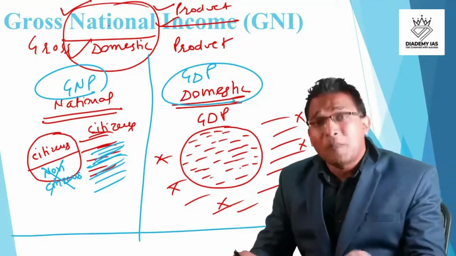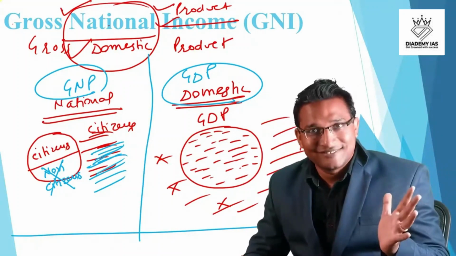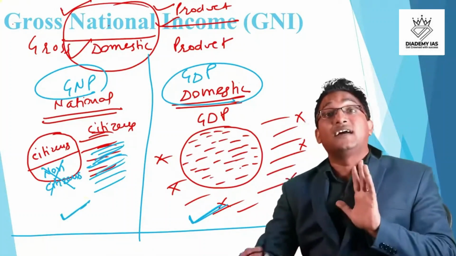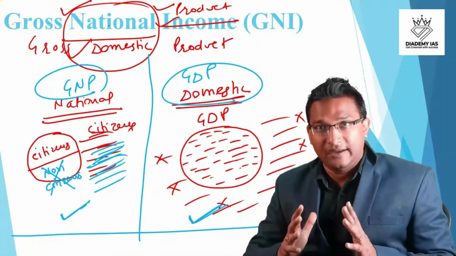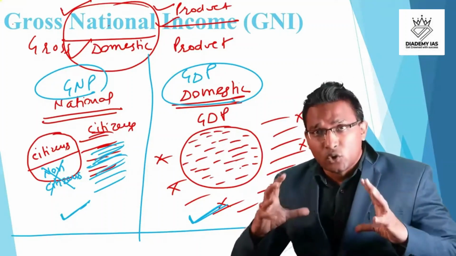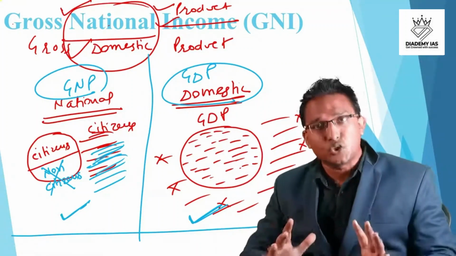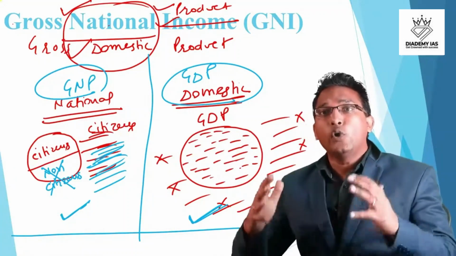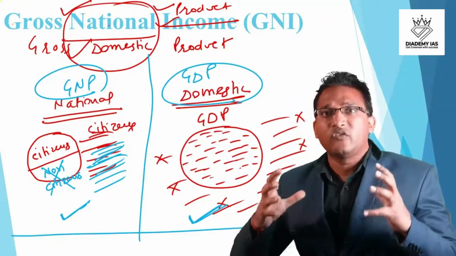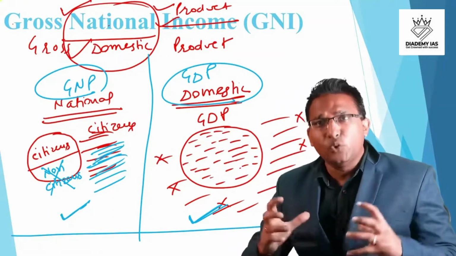Now, it might look like this is the difference of the coverage, because in the GDP we are covering the domestic area, in the GNP we are going beyond the domestic area. But friends, let me clarify it. Although it may look like the difference between the two is the difference of coverage of geographical area, but it is not that true. I am repeating my point. Although it may look like the difference between the GNP and the GDP is the difference of coverage of geographical area, but this is not true.